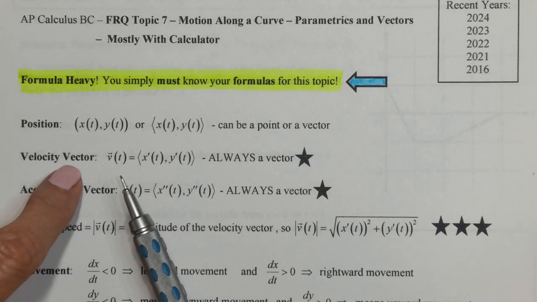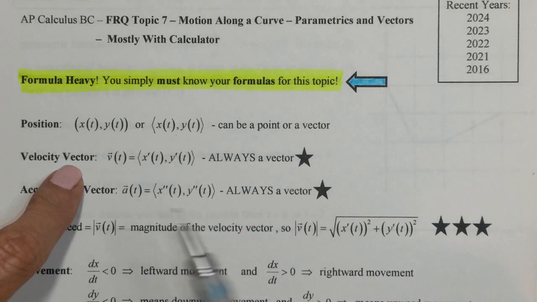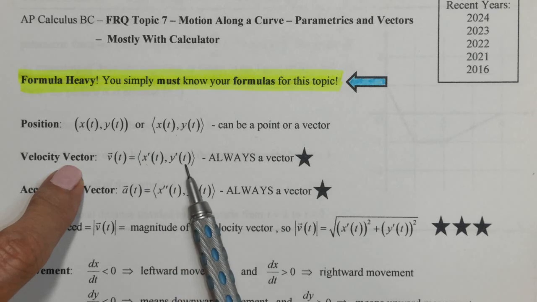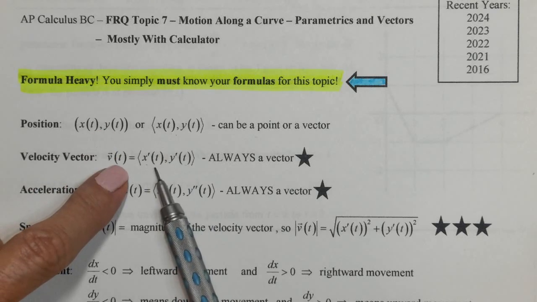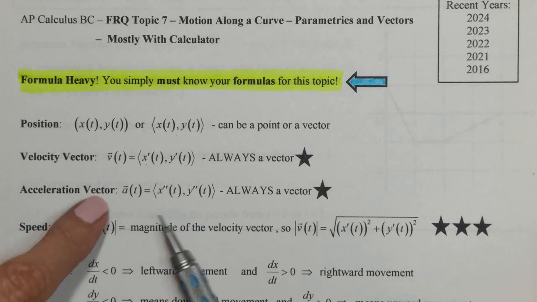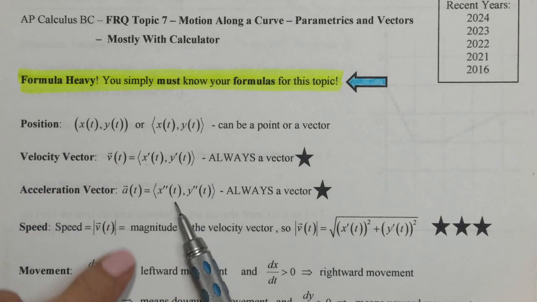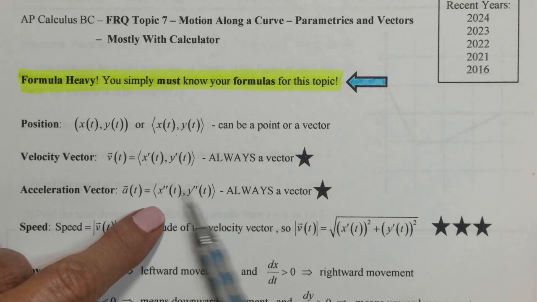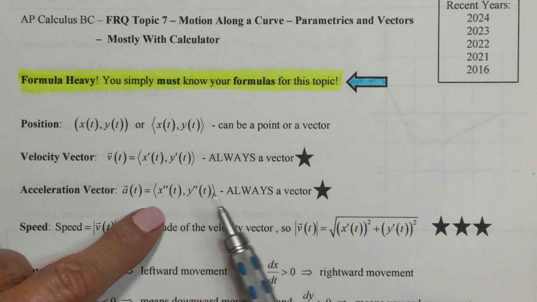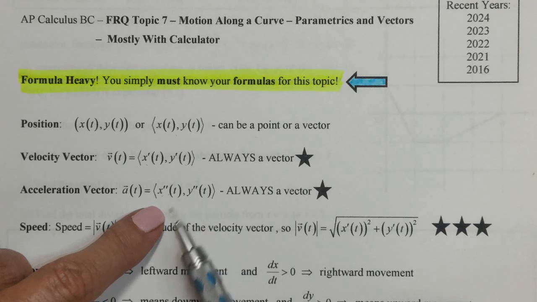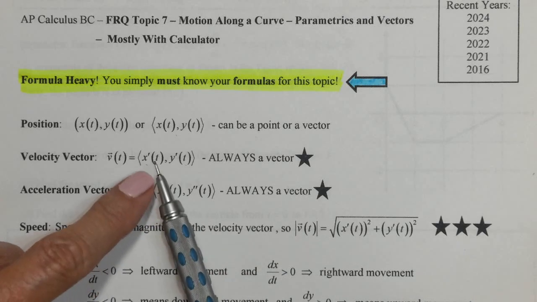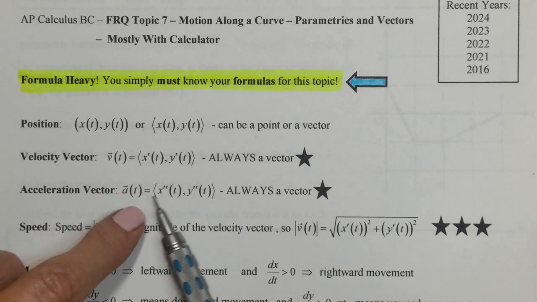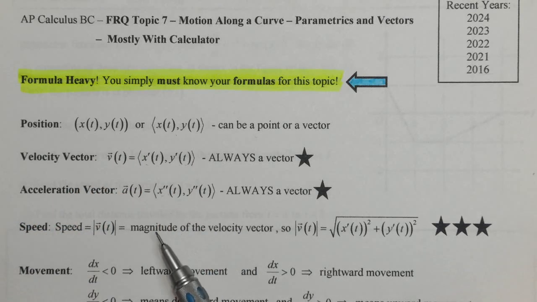Okay. Velocity, in parametrics, velocity is always a vector. X prime, Y prime are the coordinates of the velocity vector. Acceleration is also always a vector. Acceleration is the second derivative of position, and it has two coordinates. When you get to Calc 3, you'll have 3 dimensions. So there will be an x prime, y prime, and z prime coordinate for the velocity, and similarly for the acceleration vector.